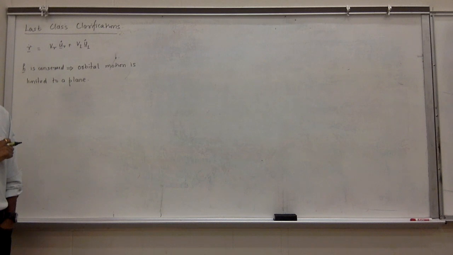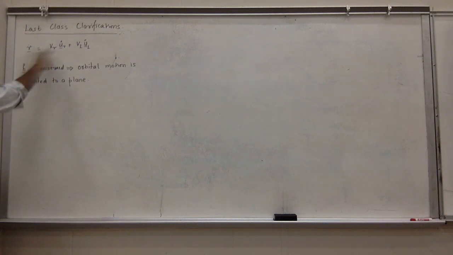Last class clarification. And that is the reason we have just two components. These components are the components only in the plane. There is no component perpendicular to the plane because H is conserved. And what we are talking about here is linear motion. This is linear velocity. Okay.